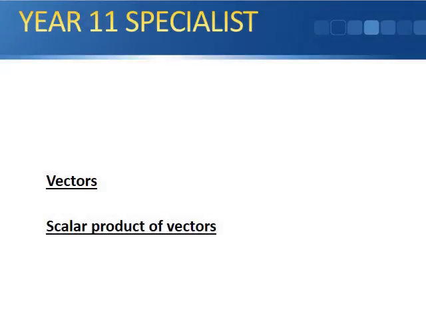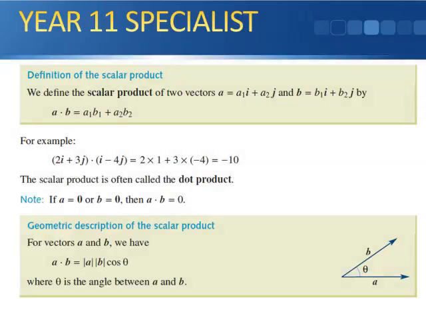Scalar product of vectors. The definition of a scalar product. We define the scalar product of two vectors, vector 1 and vector 2, as follows: we get the numbers in front of the i's and multiply them together, get the numbers in front of the j's, multiply them together and add them up. That gives us the scalar product.